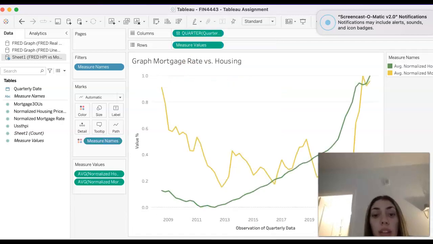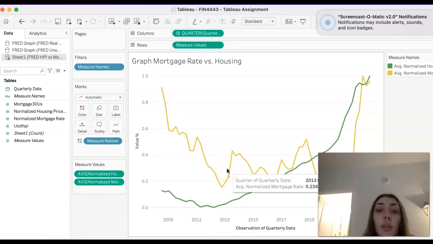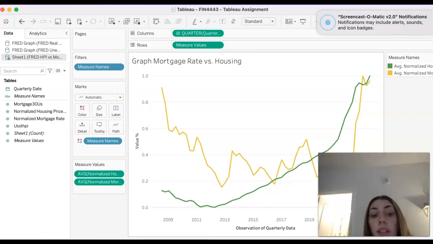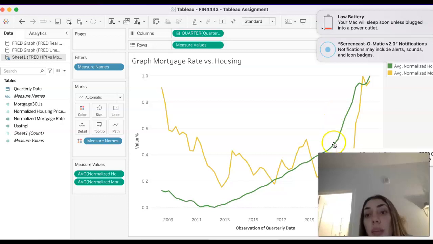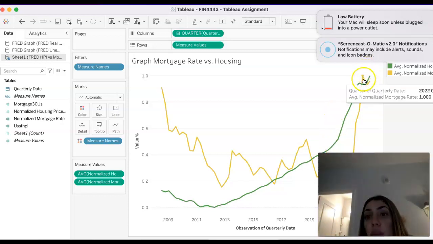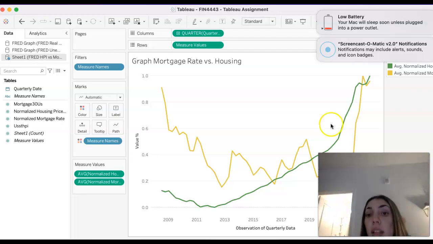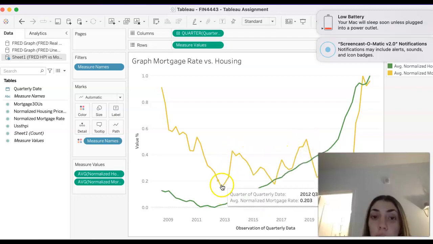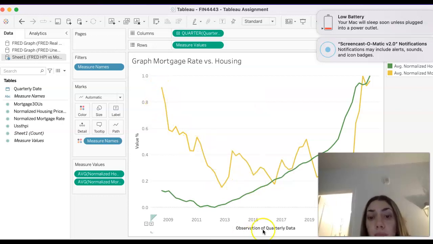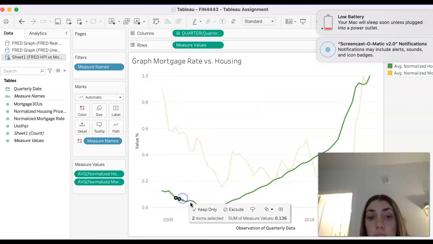Then we can move on to the next tab, and here we see that the average normalized mortgage rate has been declining a lot from 2021, as you can see over here, reaching its lowest level at around 0.15. Then you can check how it was fluctuating over the years. You can see both datasets.